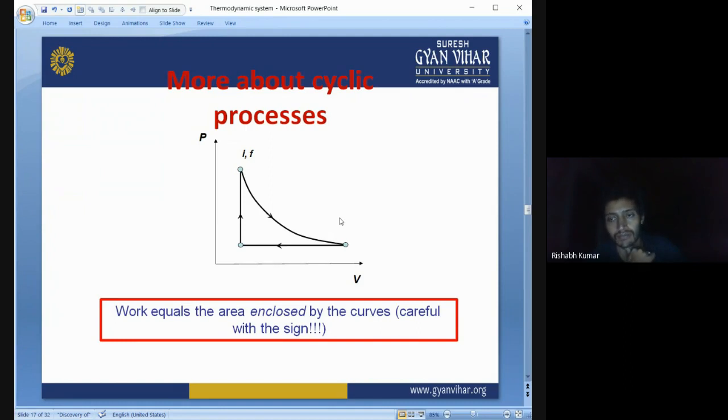But what happens is that the area under the curve for one process will be positive, and for the other process, which is in the opposite direction, the area under the curve will be negative. So the net area under the curve will be your area bounded by this closed curve. So work done will be equal to the area that is bounded by this closed curve.